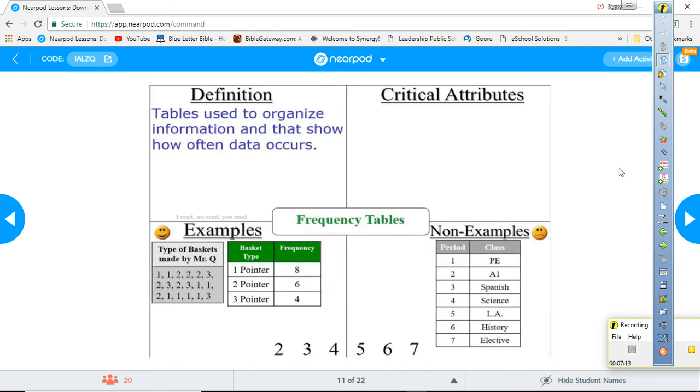Copy that. As you're copying that table, start thinking, okay, the other one is a frequency table. That one's not a frequency table because of this. Just copy that non-example. Okay, tell your neighbor why this one is not a frequency table and the other one is a frequency table.